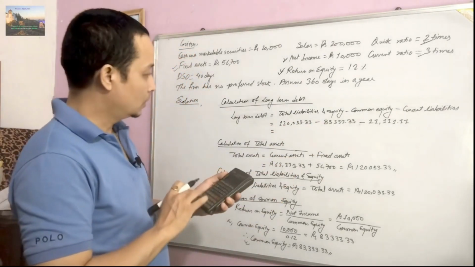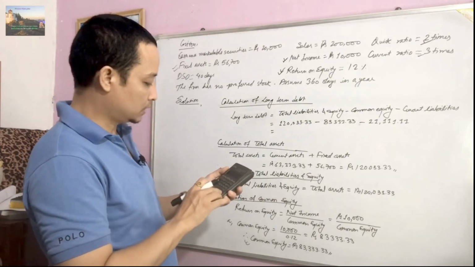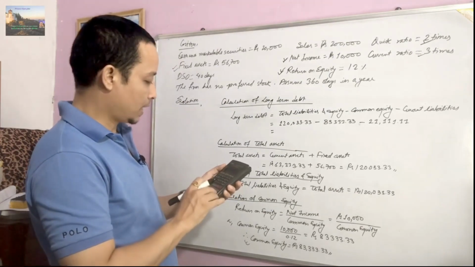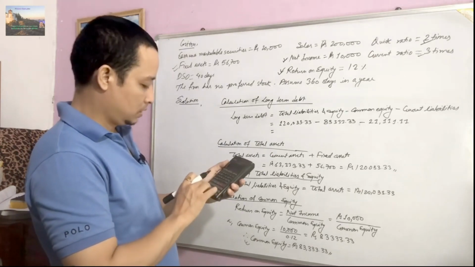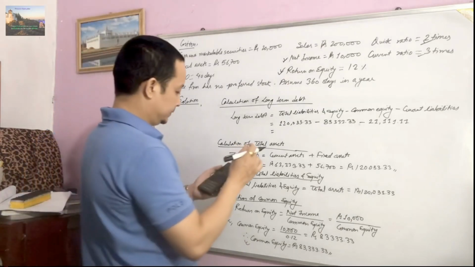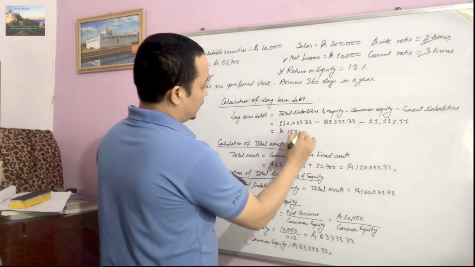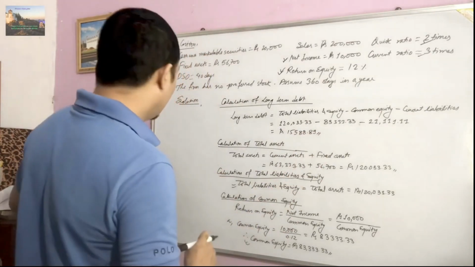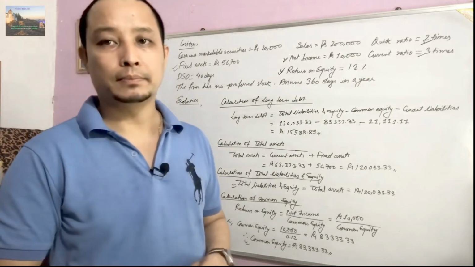So here 1,20,033.33 minus 83,333.33 minus 21,111.11. So that will be your rupees 15,588.89. So in this way you can find the long-term debt. So after finding long-term debt, now you can prepare your balance sheet. It will be complete.